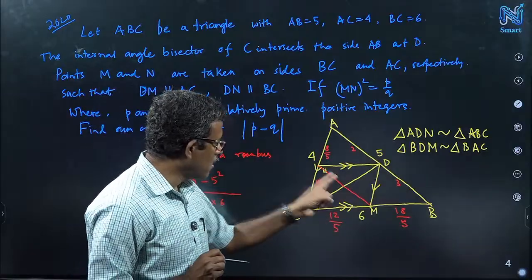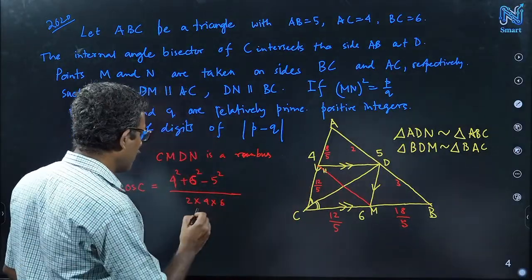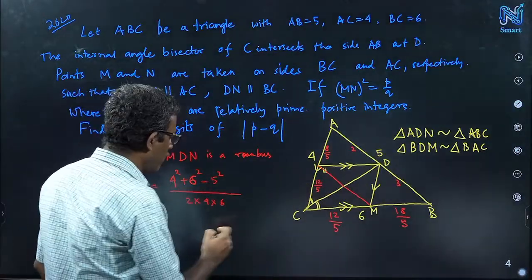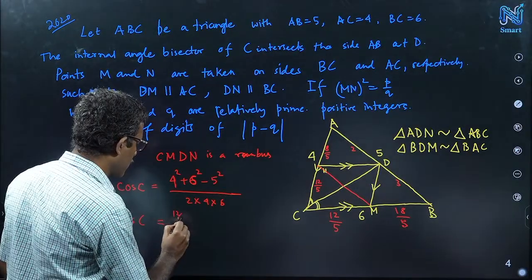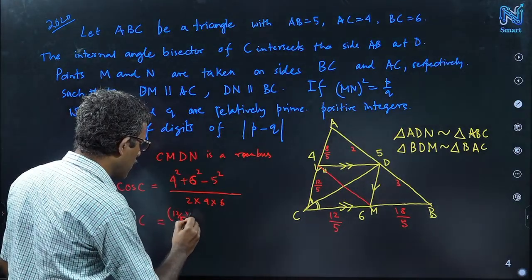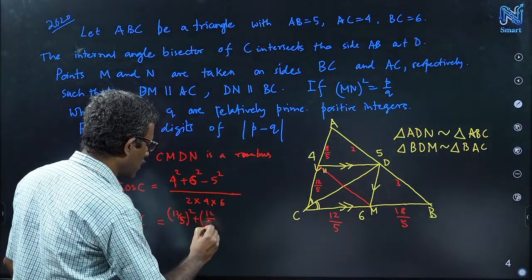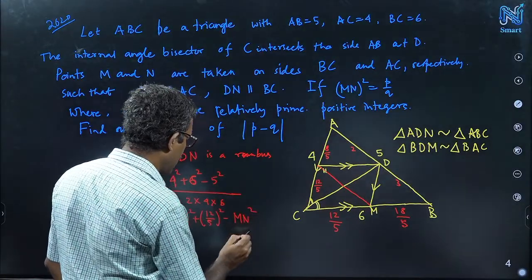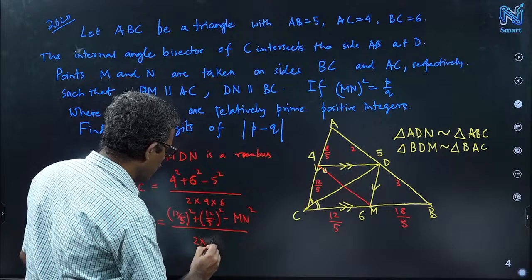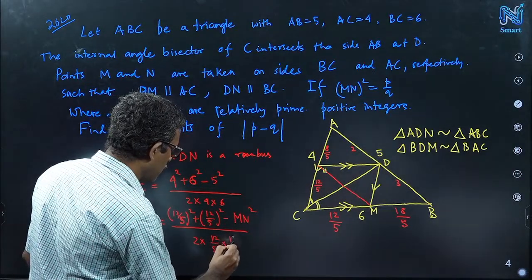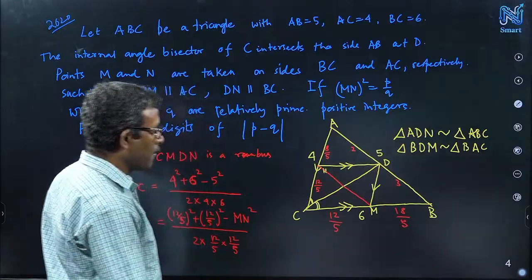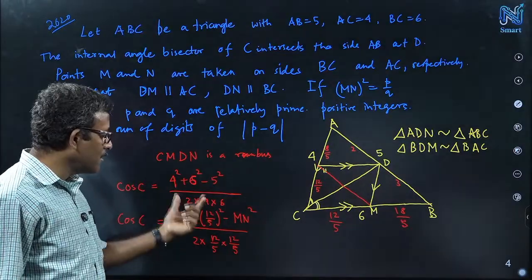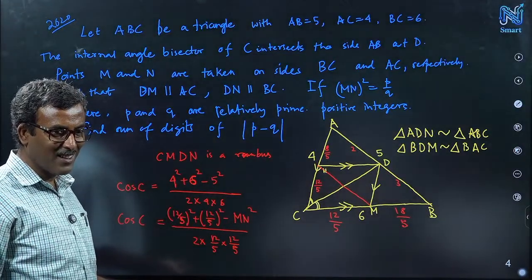And if you use the cosine rule here, then what happens? This cos C is the same as 12 by 5 whole square plus 12 by 5 whole square minus MN square, you got this MN, right? Divided by 2 into 12 by 5 into 12 by 5. Right? Now these two are the same and you can easily find MN square.